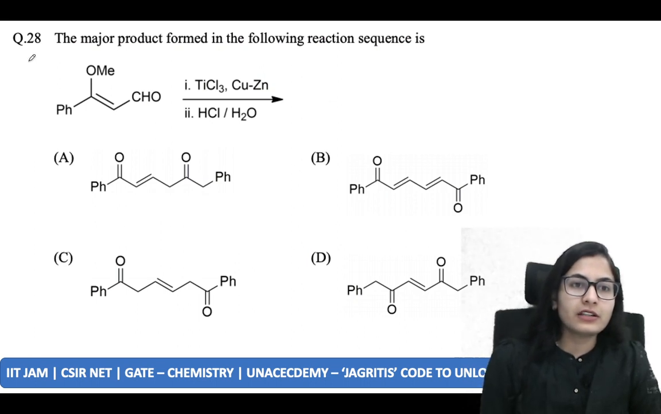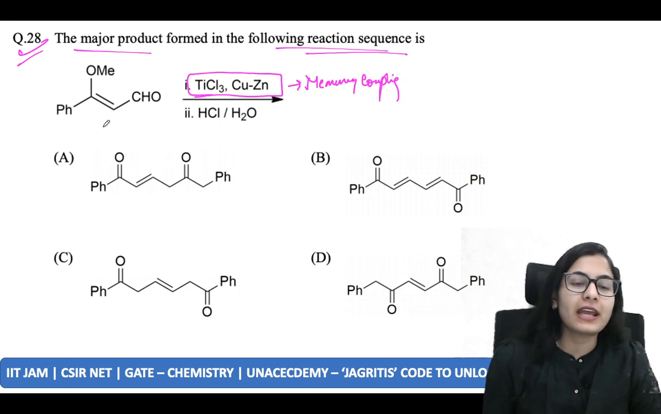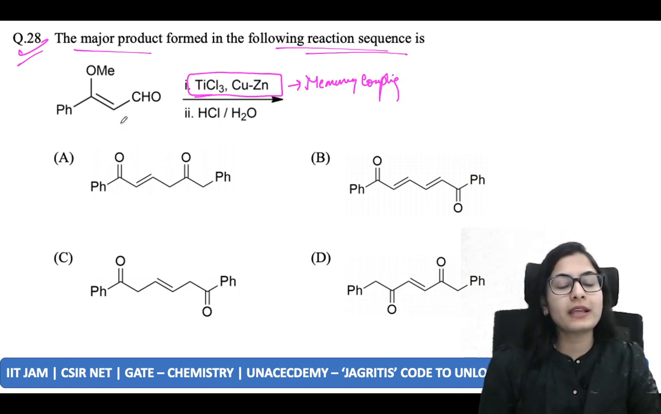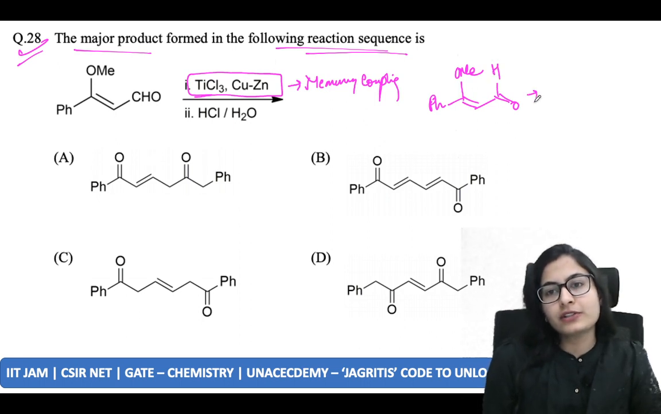Moving onwards, you have another good question, that is, major product formed in the following reaction sequences. So many times we have already done this. TiCl3 in the presence of copper and zinc, that calls for the McMurry coupling. It is your simple McMurry coupling reaction. What you are supposed to do is make the E alkene out of here, because that is actually less hindered. So it is a single electron transfer mechanism. We are not going to discuss all of it, but you will know that this is how you are supposed to make an E alkene over here.